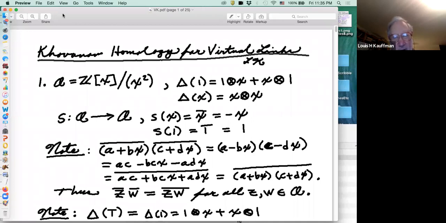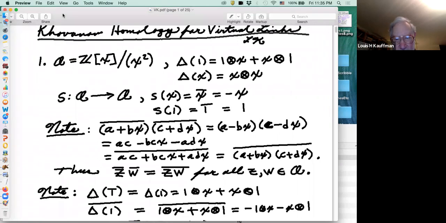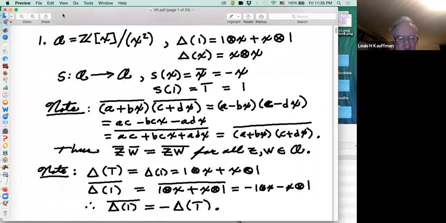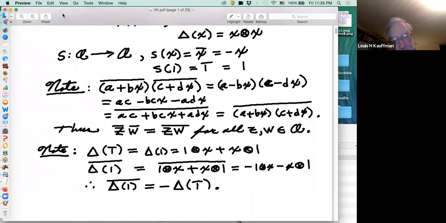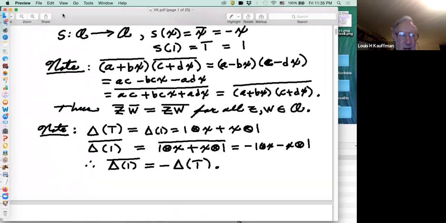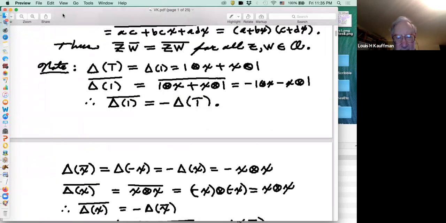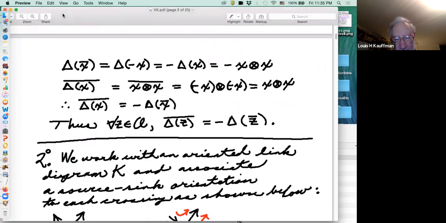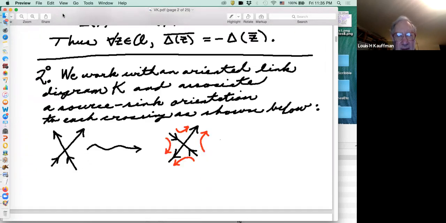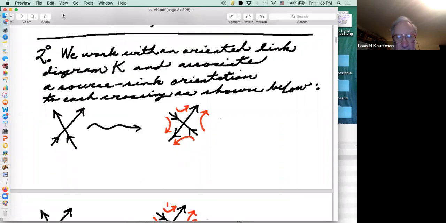The bar of a product is the product of the bars, and z bar w bar is z, the bar w bar, and you can check how it behaves under coproduct, and you can check how it behaves under product. So there's some algebra there. And then we're going to have, instead of using a crossing like this, we're going to replace it by a source sink orientation. And then we'll do that in a standard way.